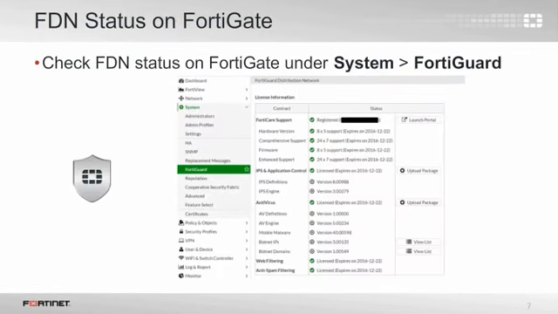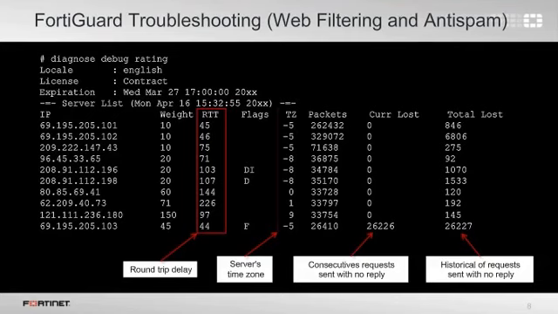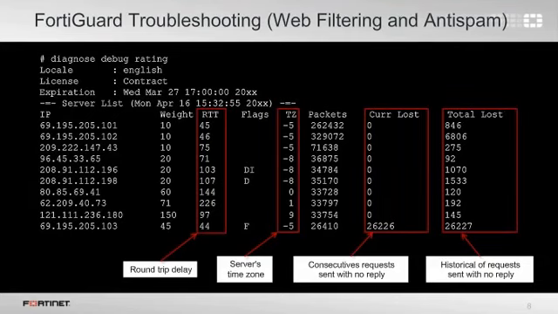You can check the status of FortiGuard licenses and the communication to FortiGuard from the FortiGate GUI. You can also check the versions of the locally installed databases for each of the FortiGuard services. The command diagnose debug rating shows the list of servers for web filtering and anti-spam queries. For each IP address, the table shows the round-trip delay, the server's time zone, the number of recent and consecutive queries without reply, and the historical total number of queries without reply.